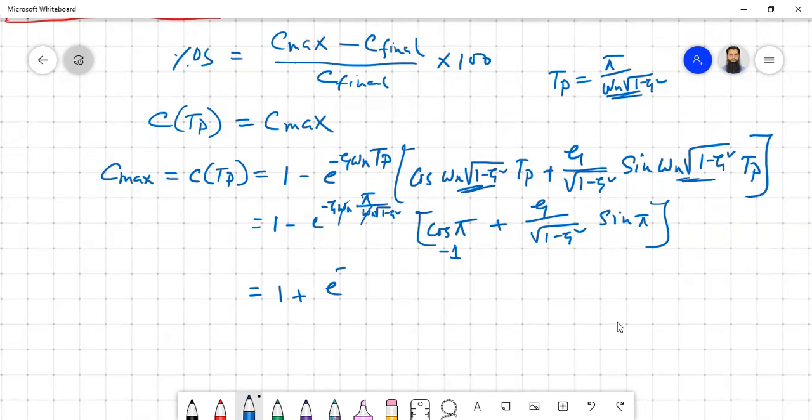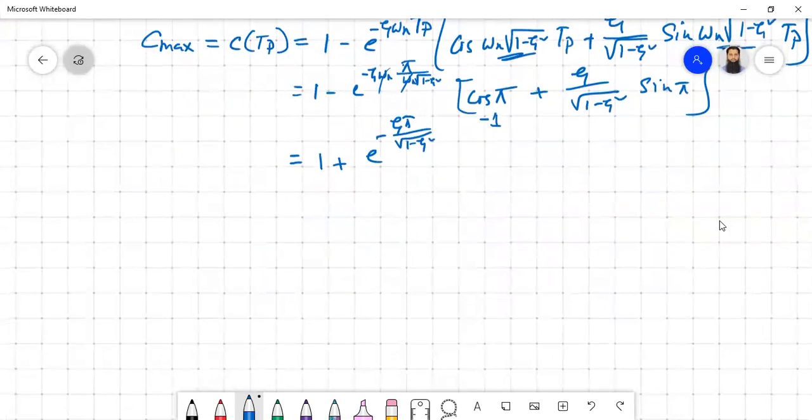So e to the power minus zeta pi by root over 1 minus zeta square. So this is our maximum value. So according to the definition of percentage overshoot, percent overshoot will be C max minus C final. Okay, so what is C final? C final is definitely 1 because it is a step response.